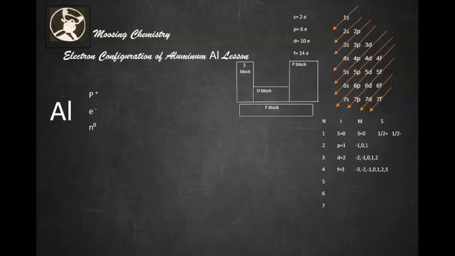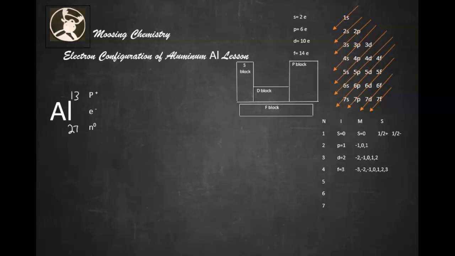This is the electron configuration lesson of aluminum. Aluminum is 13 on the periodic table, so we're going to write a 13 there. And its atomic mass unit is 26.98, but we're going to call it 27. I'm just going to round that off.